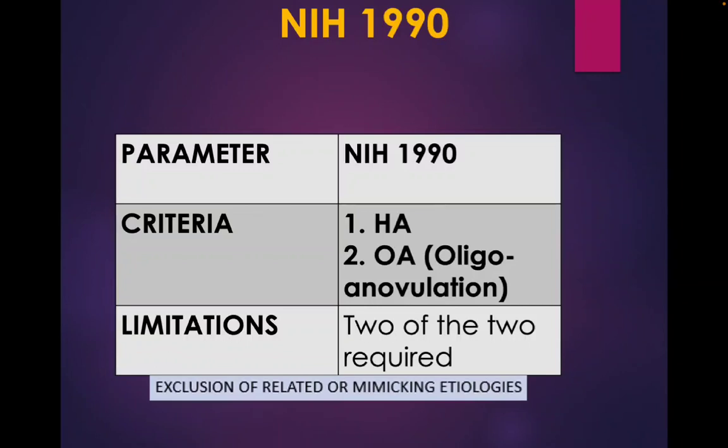What are those mimicking etiologies? We already discussed the differential diagnosis in our previous video. Again, I will be just summing up. It is congenital adrenal hyperplasia, Cushing syndrome, thyroid disorders, hyperprolactinemia, androgen secreting tumors, or any drug induced androgen excess, or the idiopathic causes. All these things we have to exclude before labeling the patient as PCOS.